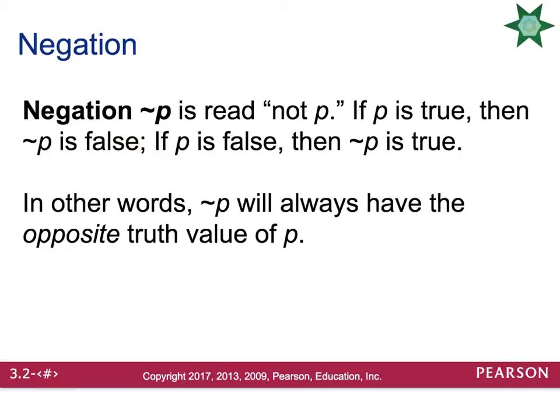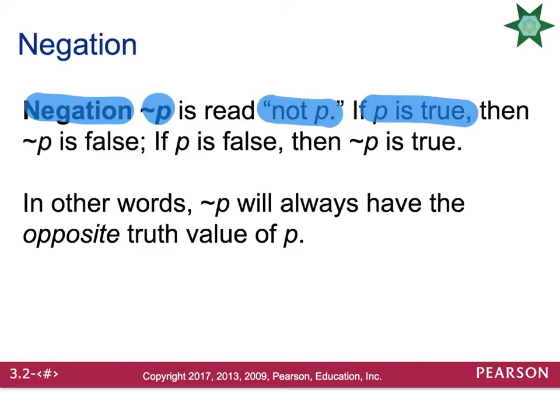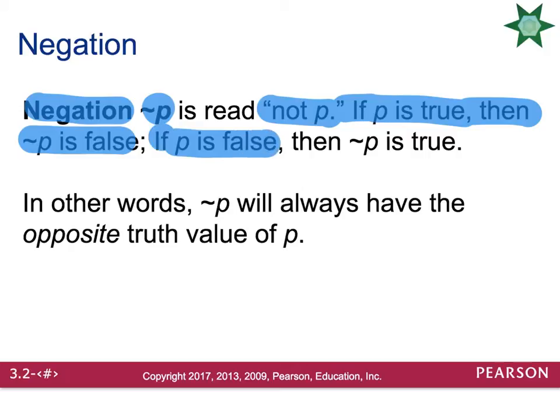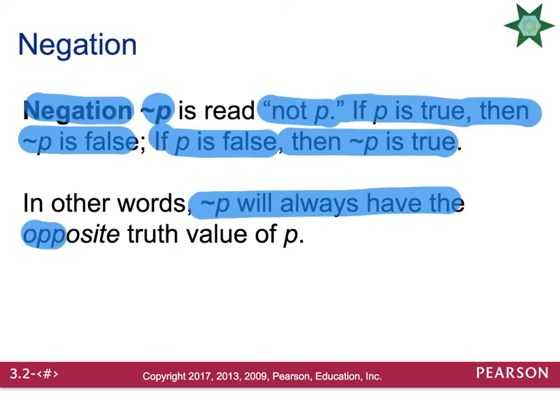Okay, so negation of P is read as "not P," that little squiggle. Sometimes I say "squiggly P," but we can read it as "not P." If P is true, then the negation of P is false. If P is false, then the negation of P is true. Another way to say it is that the negation of P will always have the opposite truth value of P.